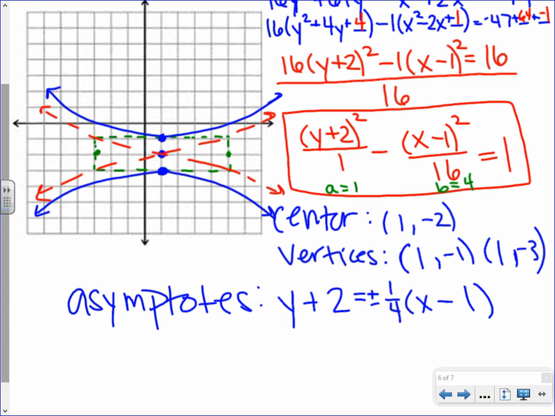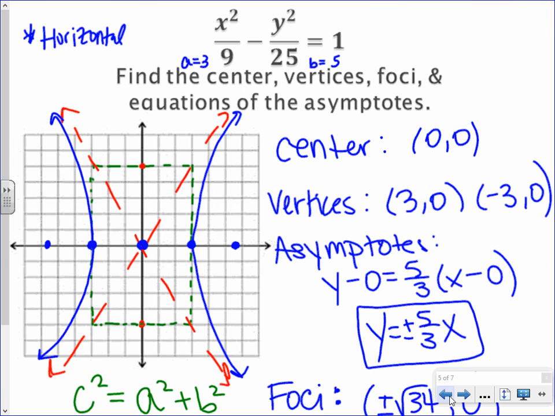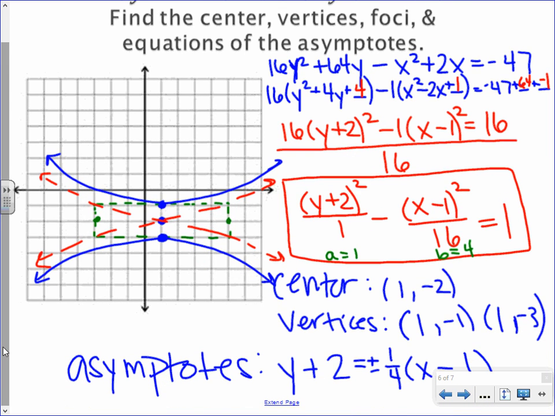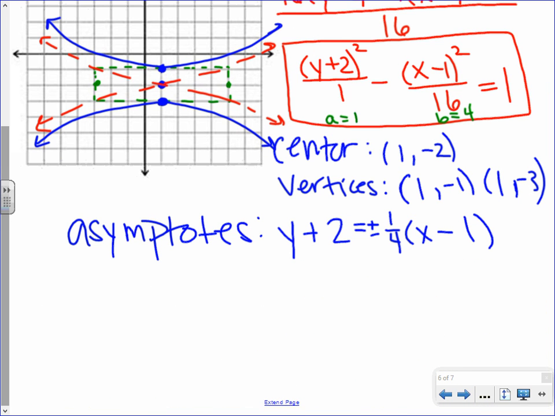Now, some of you may be wondering, how do I remember the slope? You're going to have to look at the picture. Because when we have a hyperbola that opens horizontally, our slope is b/a. When we have a hyperbola that opens vertically, we have slope that is a/b. I don't want you to remember a/b versus b/a. I want you to think about what the picture looks like and use the picture to write the equations of your lines. Okay, did you have a question?